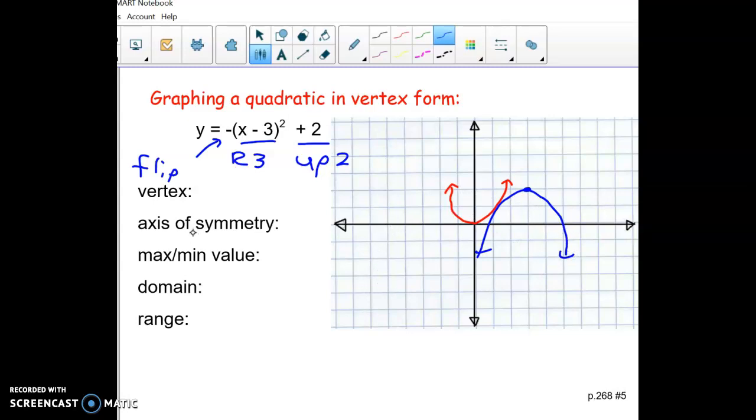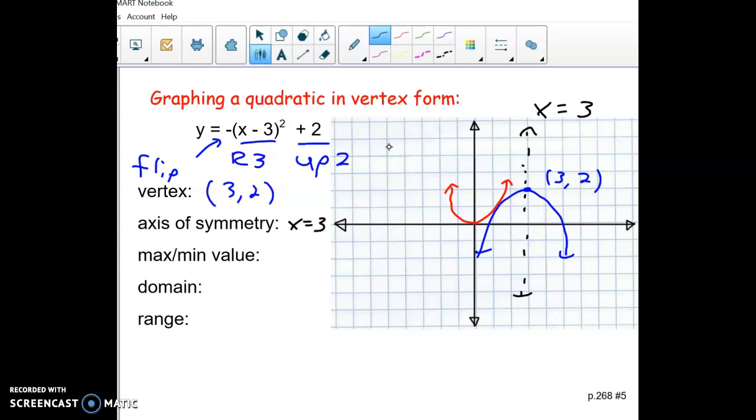Okay, and if you have to answer these questions, once you have the picture, it's easy to answer, right? Because the vertex I can just read right off the graph, that's x 3, y 2. The axis of symmetry is this line that goes down the middle and divides it evenly in half. And so that is x equals 3. Up and down line is x equals 3.